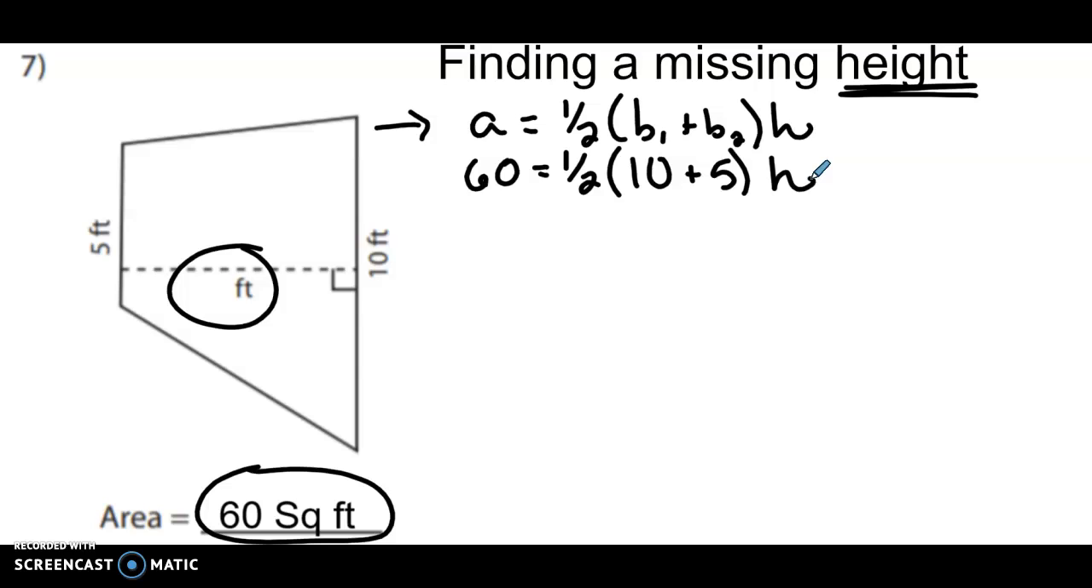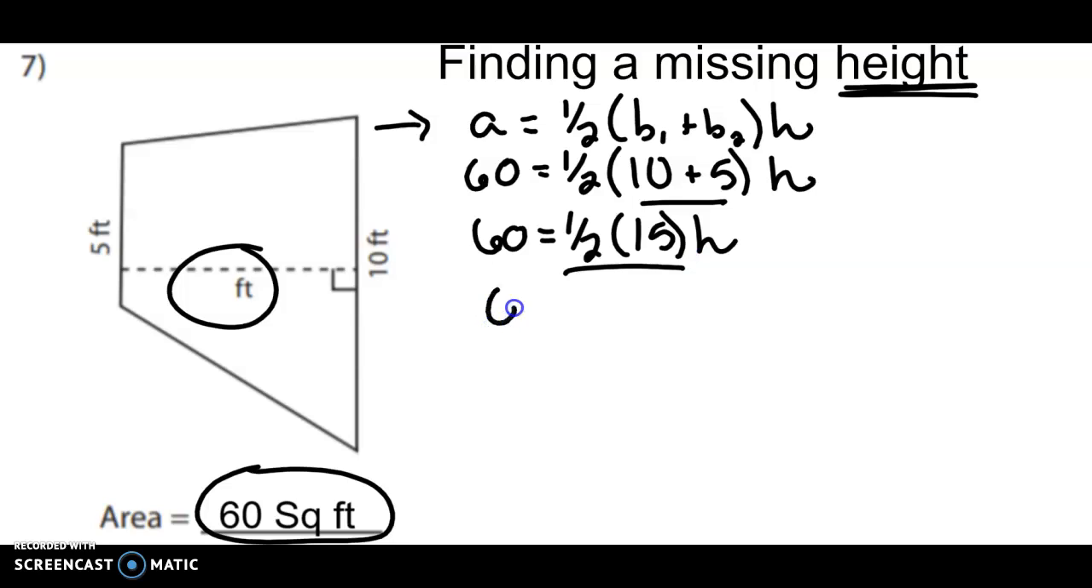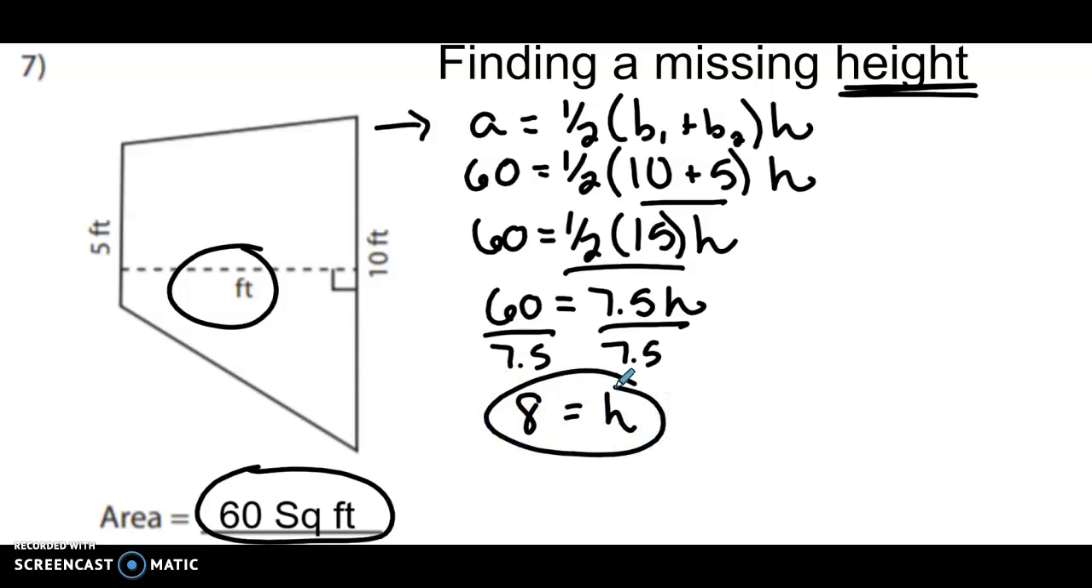The next step is going to be to combine your like terms, starting with the 10 plus 5. So you still have the 60 equals half, but now 10 plus 5 is 15 times the height. Next, you're going to multiply half times that sum of the bases. So basically what we're doing is we're finding the average of the bases. And in this case, half of 15 is 7.5. And then finally, we divide both sides by 7.5. And we get the missing height of 8.